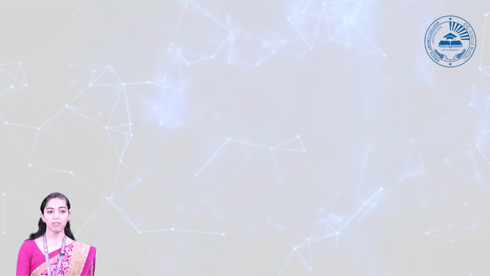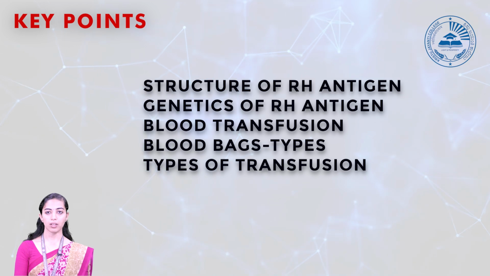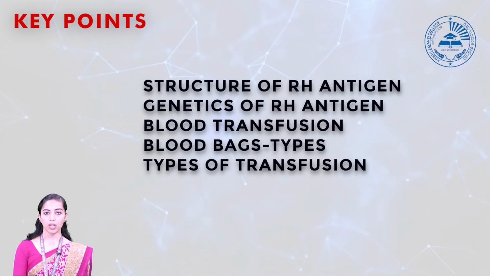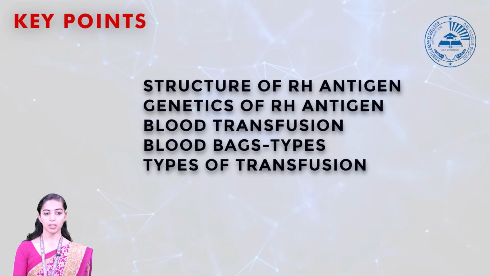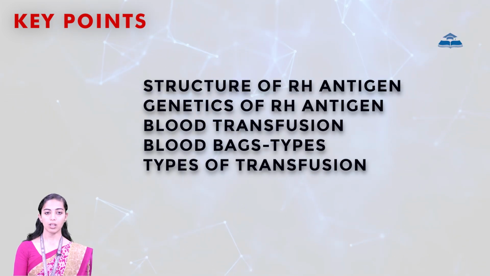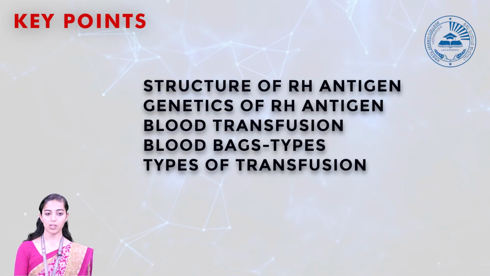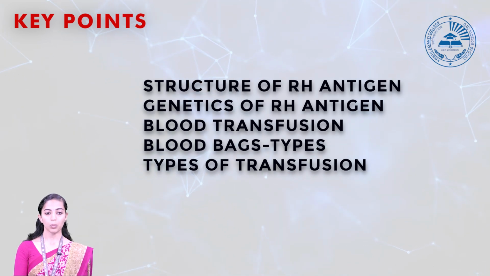So far we have discussed the structure of the RH antigen, the genetics of the RH antigen, blood transfusion, the different types of blood packs that we will be using, and the different types of transfusion like whole blood, RBC transfusion, plasma transfusion, platelet transfusion, as well as cryoprecipitate transfusion. Hope you understood the concept.